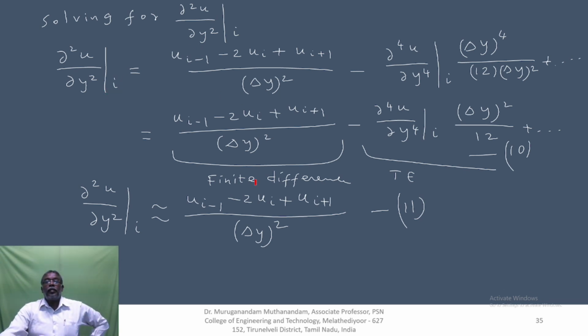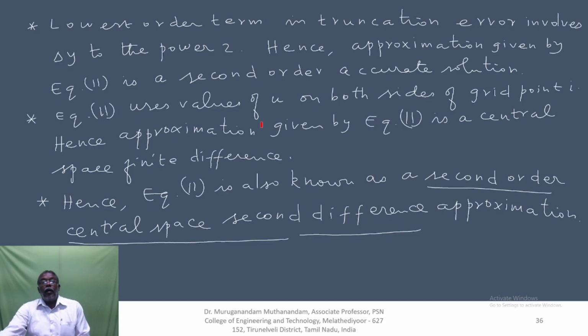We obtain such an equation 10, where we see that the finite difference contains the value of u at the ith grid point, the value of u at the left hand side of the ith grid point, ui minus 1, and the value of u at the right hand side, ui plus 1. If you see, the lowest power of delta y is 2 in the truncation error. Hence it is a second order accurate solution. It contains the values of u on both sides of the grid point i, so it is also called a central space finite difference.